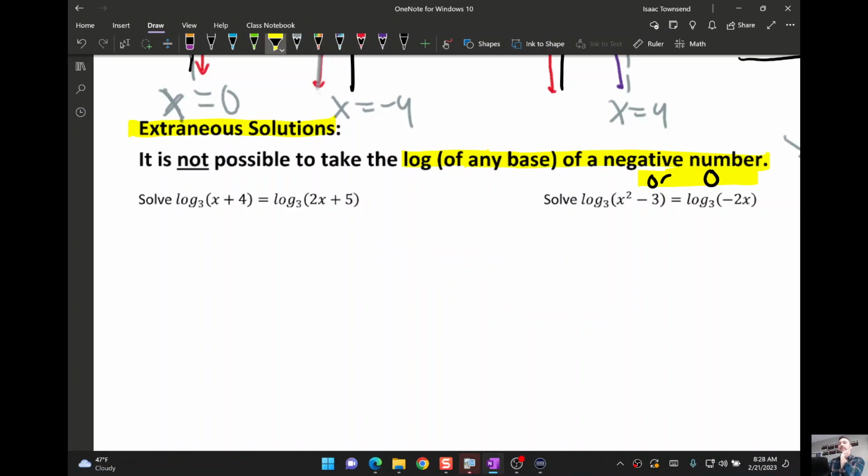So the thing that you need to instill in your head to help you check that, because you're not going to want to think about that visually all the time, is that you can never take the log of a negative number or the log of 0, regardless of the base.